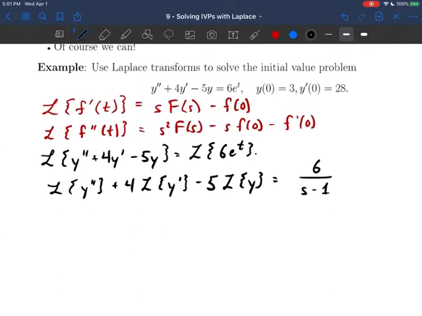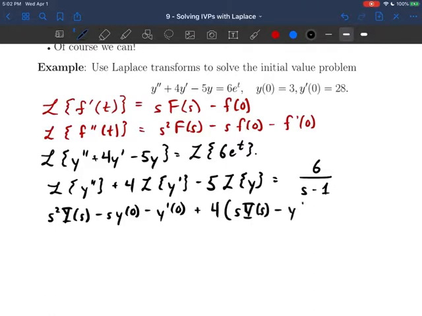All right, so now to apply the formulas that I've just mentioned to y double prime and y prime. We're going to call the Laplace transform of y capital Y of s. And so what we get here is s squared times capital Y of s minus s y of 0 minus y prime of 0, plus 4 times s Y of s minus y of 0, minus 5 Y of s, is equal to 6 over s minus 1.